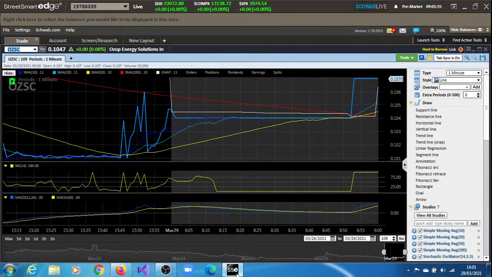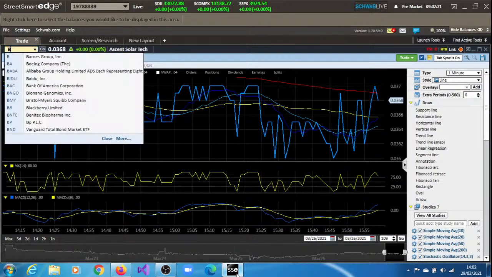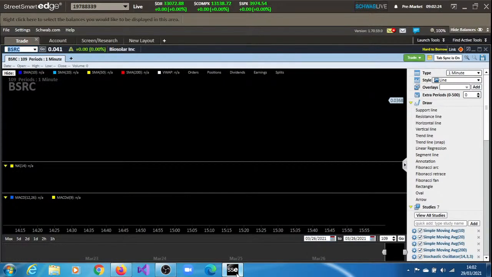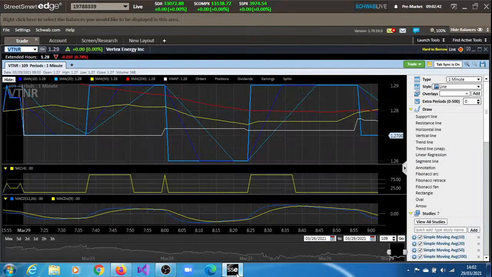The market is opening in about 30 minutes. UZOP is up slightly in this pre-market session. Accent Solar, well, there's no activity. BioSolar has extended, currently trading at 0.045, closed at 0.041. Vertex Energy.